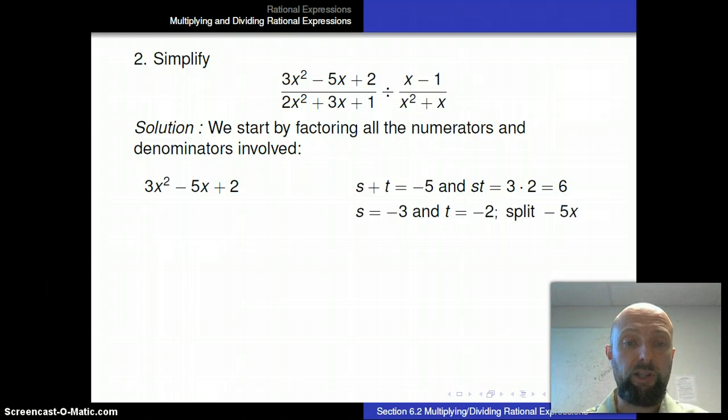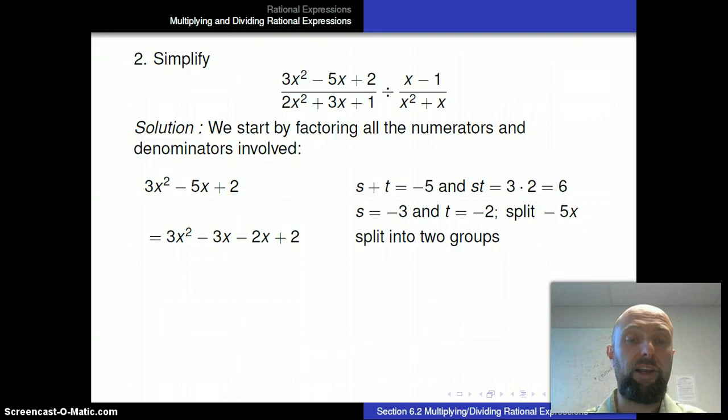So we need to split the term negative 5x. Since our numbers are negative 3 and negative 2, we split negative 5x as negative 3x minus 2x. Next we split this 4 term into groups. Since our third term contains a negative sign, we factor out a negative sign out of the second group. We have 3x squared minus 3x minus 2x minus 2.